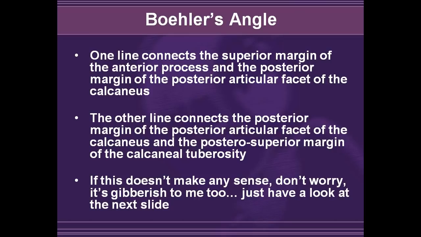So I will show an example of Bohler's angle on the next image, but basically one line connects the superior margin of the anterior process and the posterior margin of the posterior articular facet of the calcaneus. The other line contains the posterior margin of the posterior articular facet of the calcaneus and the posterior superior margin of the calcaneal tuberosity.